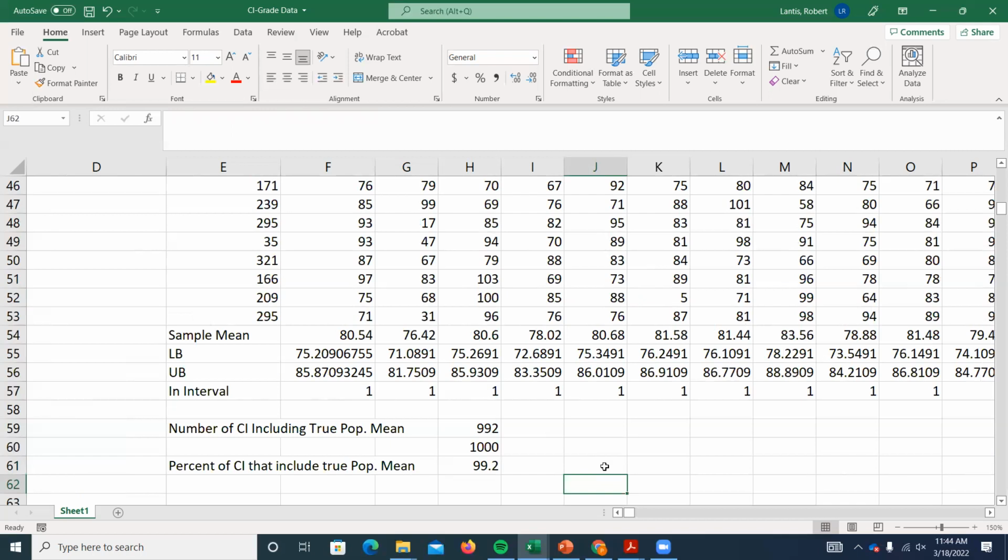Sometimes the math will get bogged down too much conceptually, and seeing it with the data makes it make a little more sense. If I was actually able to take 1,000 different samples and build these confidence intervals, whatever confidence level I'm building them at, that's the percent of the time that I'm actually capturing that population mean within my interval.